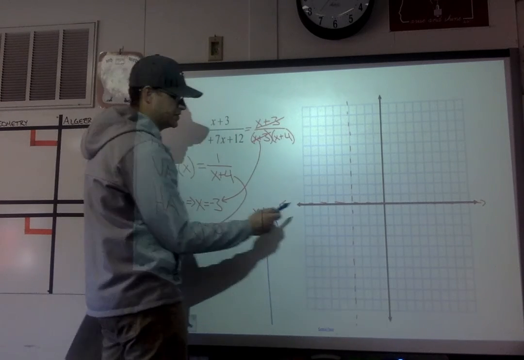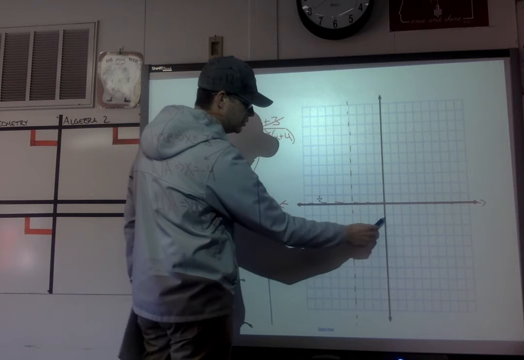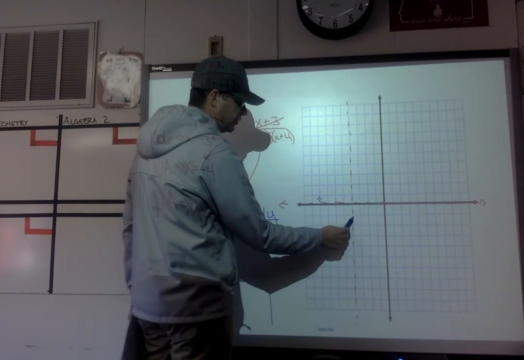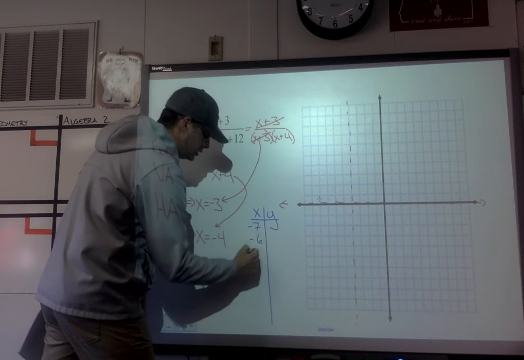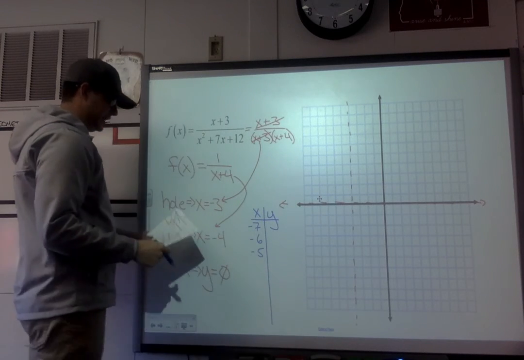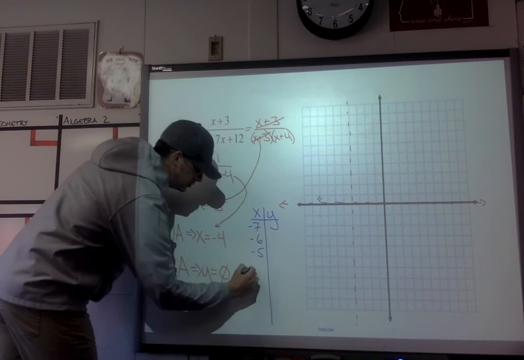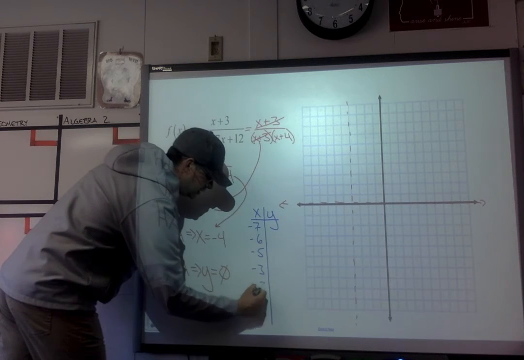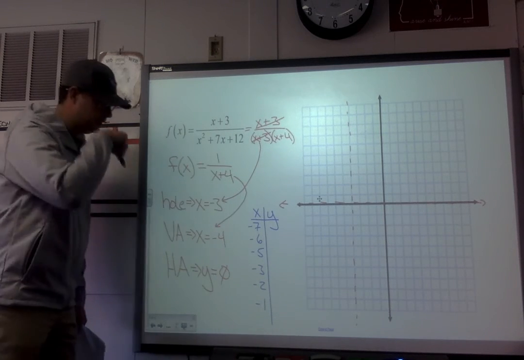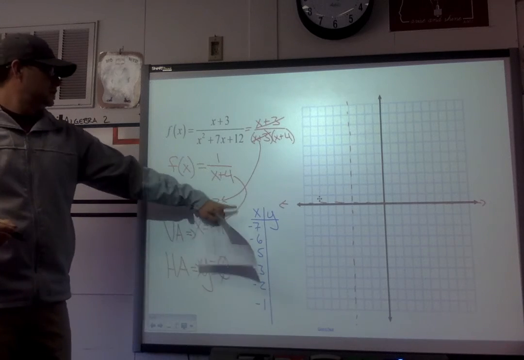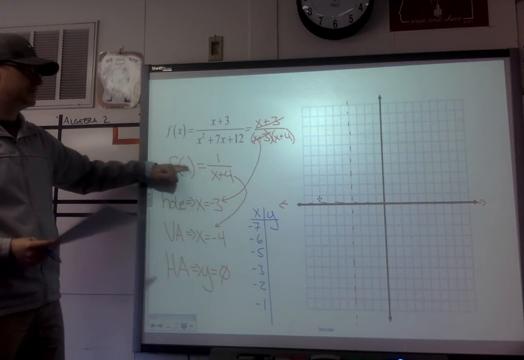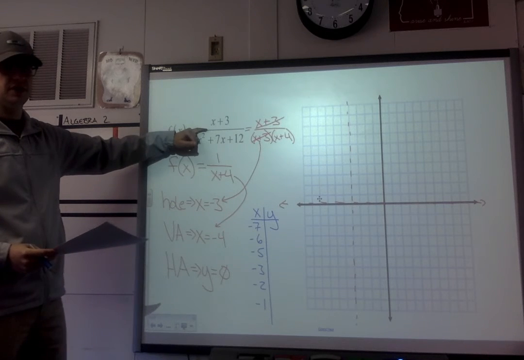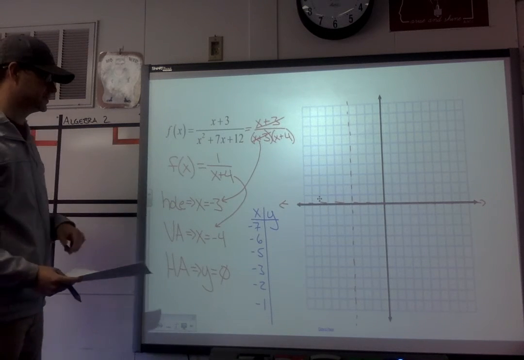So 3 points to the left of my vertical asymptote would be negative 7, negative 6, and negative 5. My 3 points to the right would be negative 3, negative 2, and negative 1. Now I'm going to plug my numbers into my simplified version. I don't need to plug them into the long one that I started with.